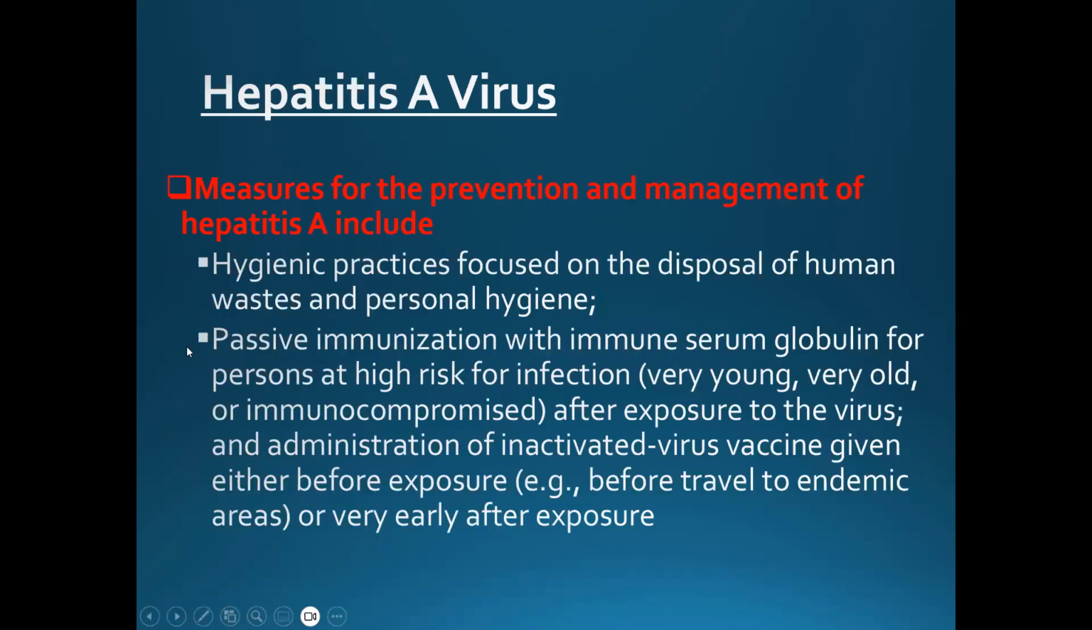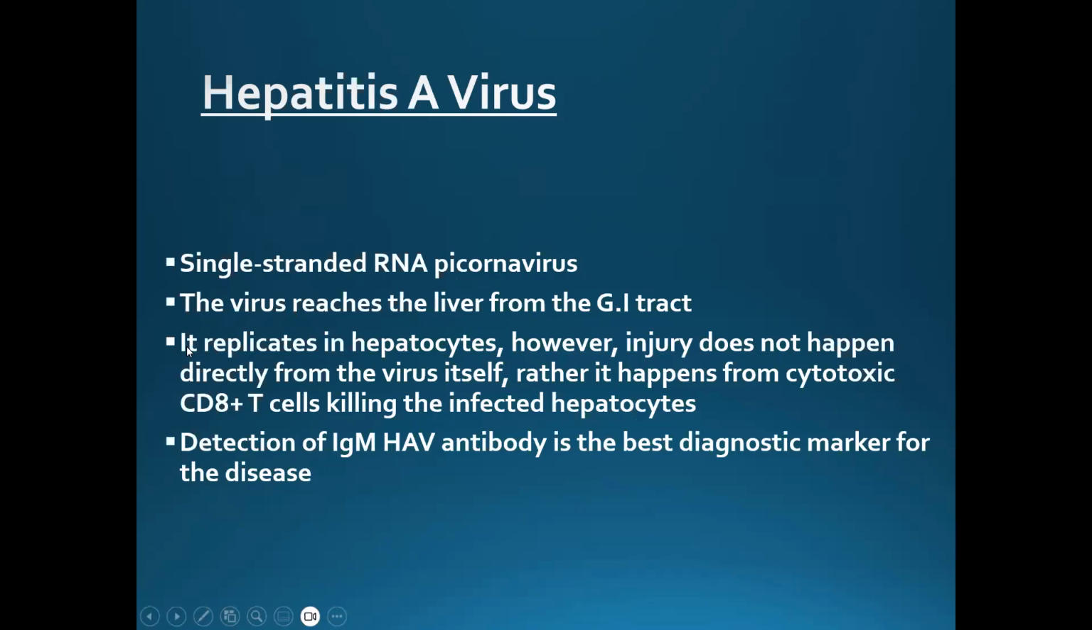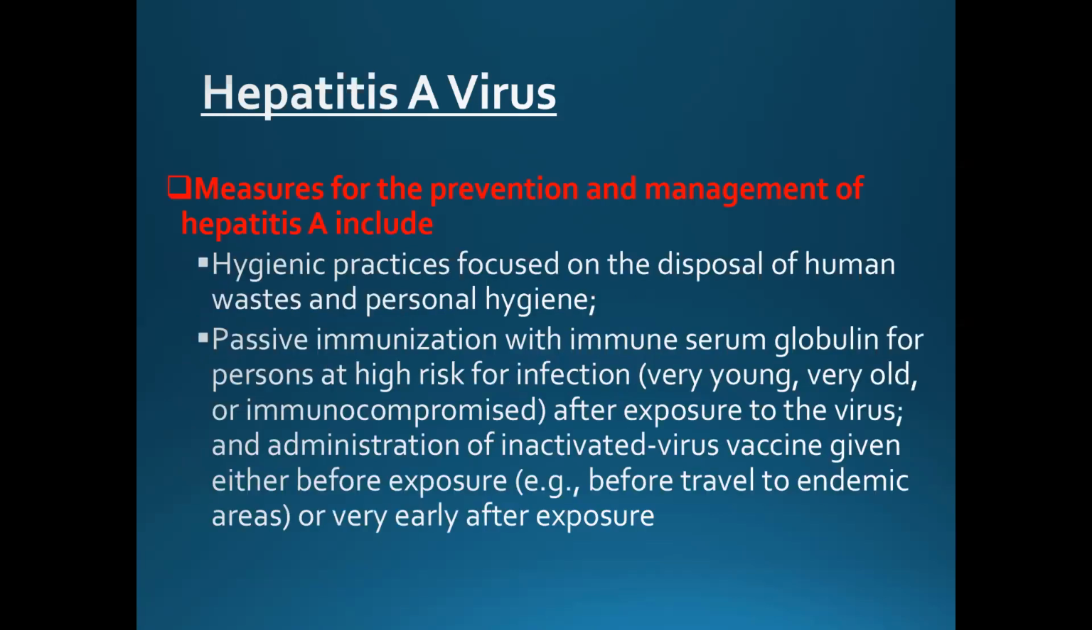For a diagnosis of hepatitis A, you look for the IgM. That's a very important point. In a lot of tests, you will see this coming up to ask you about how to test for hepatitis A. It's still valid until our day and time now. So you look for the IgM hepatitis A viral antibody, which is the best diagnostic marker for the disease.